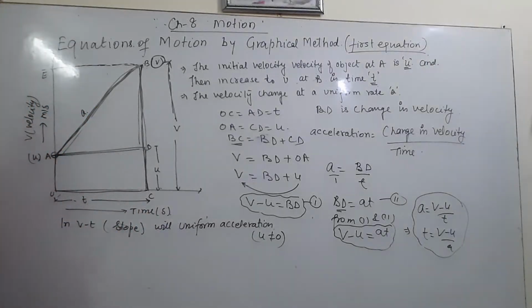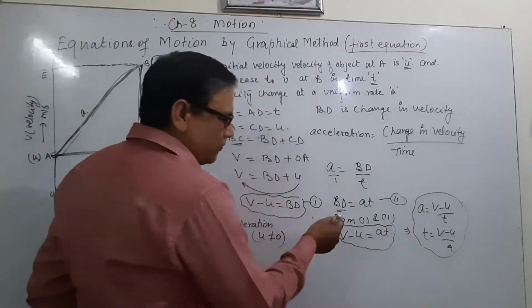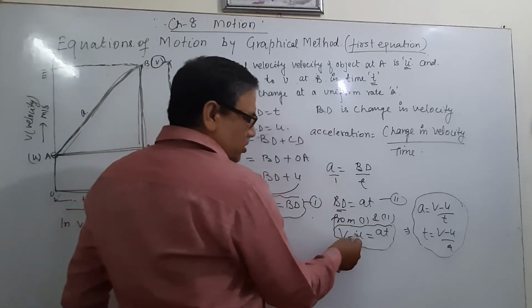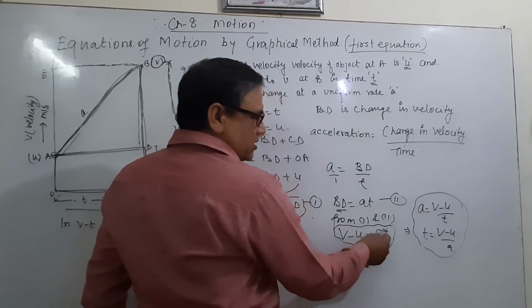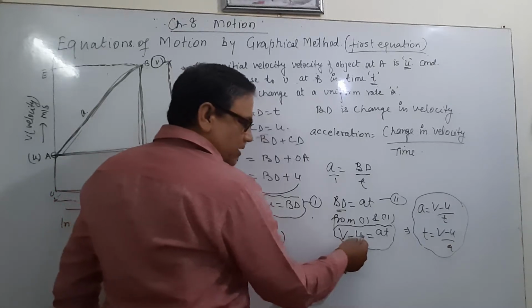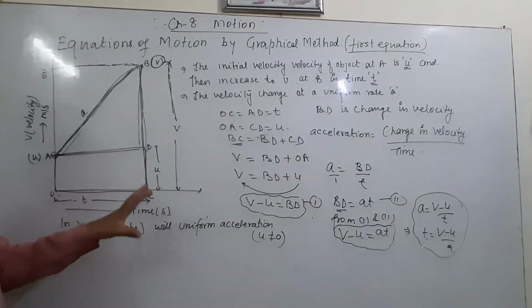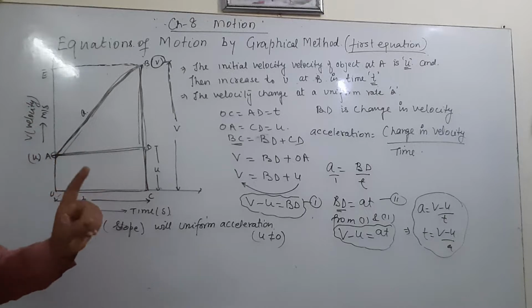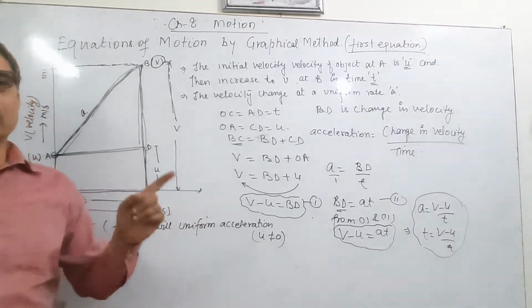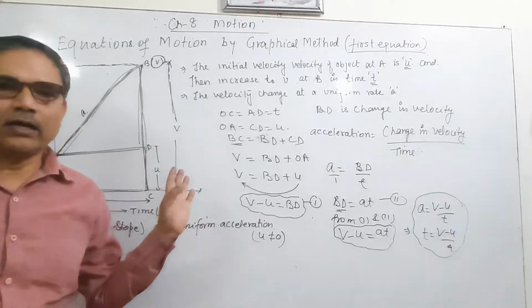This is the first equation of motion, V minus U is equal to AT, and V is already mentioned to you in the previous point. V is final velocity, U is initial velocity, A is acceleration, T is time. Unit of V is meter per second, unit of U meter per second, unit of A meter per second square, unit of time is second. In this way, graphically we can verify the first equation of motion. And now we will prove the second equation of motion, which is S is equal to UT plus half AT square, and note it down.